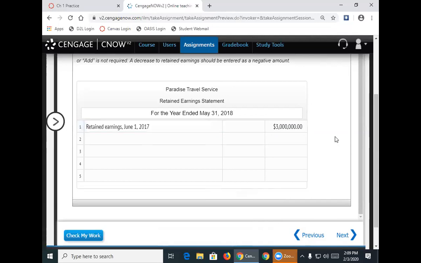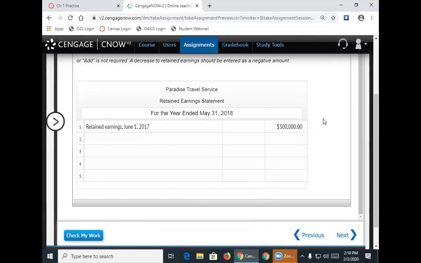If we were a brand new company just getting started, we would have 0 beginning retained earnings. This is the carryover from last year, the year before, all of that. So that's the balance that we start with. Then we just need to do this.